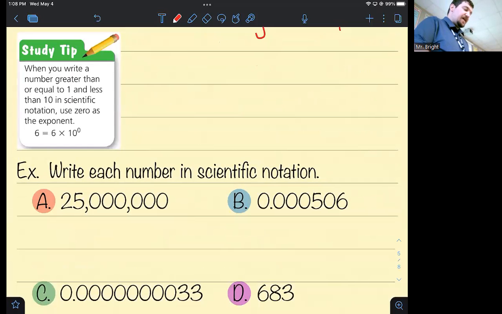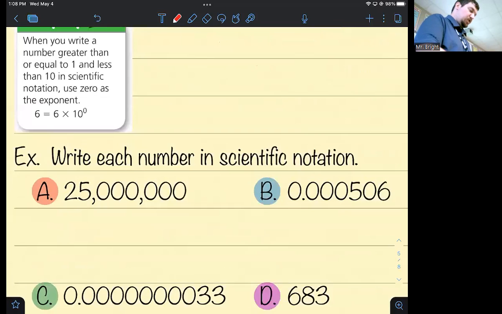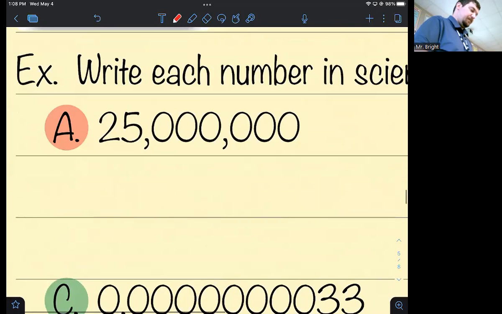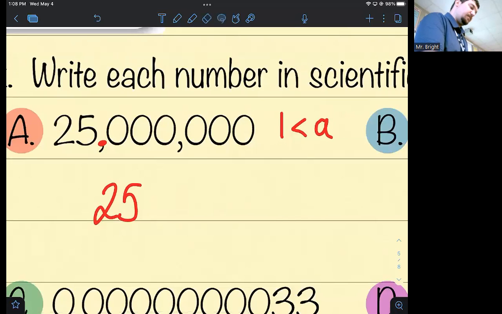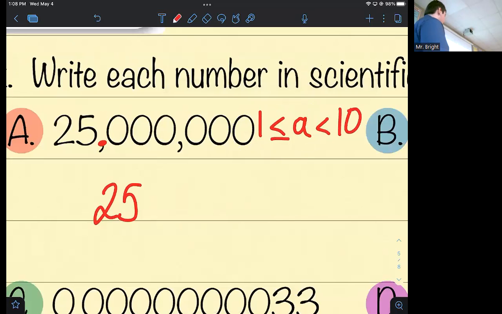It says, write each number in scientific notation. Where do I put the decimal, Oliver, in the 25 million that we have here? After which digit? Not after the 5, the 2. If you put it after the 5, then it'd be 25. And remember how we said yesterday, it has to be between 1 and 10? Can it be equal to 10? What do you guys think? Can it be equal to 10? No. Can it be equal to 1? Yeah, because that's 1 digit. It can be greater than or equal to 1, but it has to be less than 10.